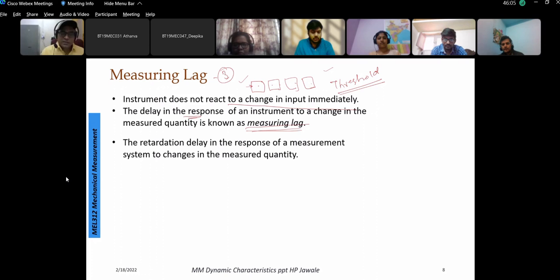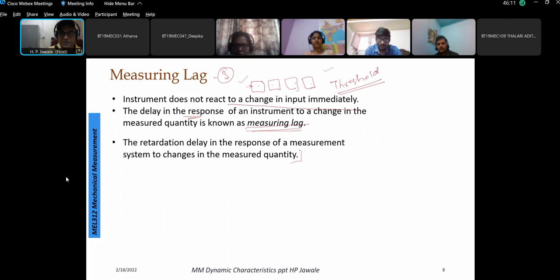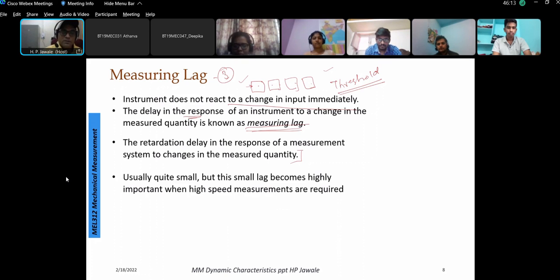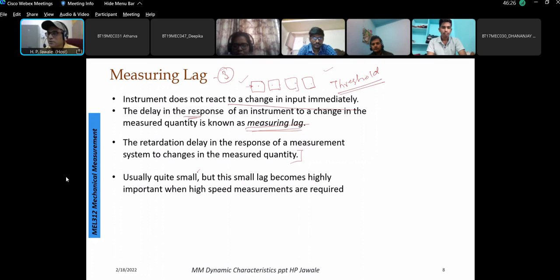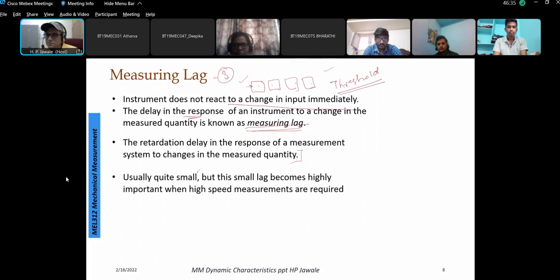Then the retardation delay in the response of the measurement system to a change in the measured quantity. So this is a retardation delay, right? Usually it is quite small. Say for example, the variable input, or another way, applying an input change. Say for example, heating water, heating some fluid in a beaker, and at room temperature I have inserted the thermometer into it. Then first it will have a transient response. What is the room temperature?